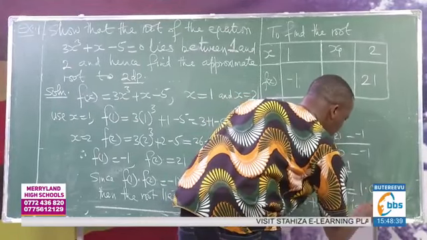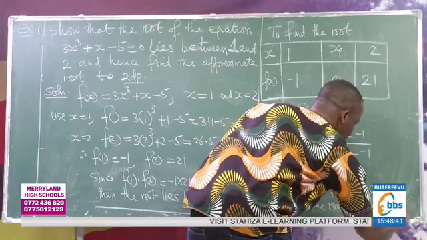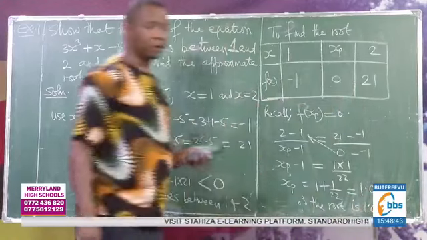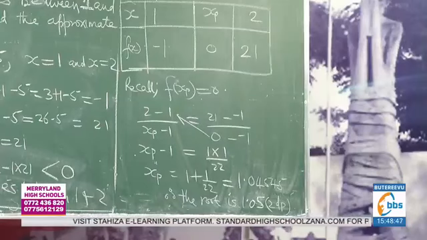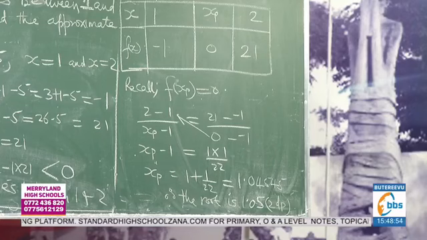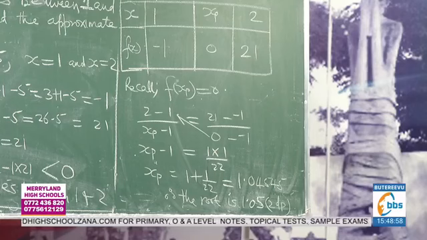1.05. The degree of accuracy should be put in brackets. The value of the root should be exactly that.